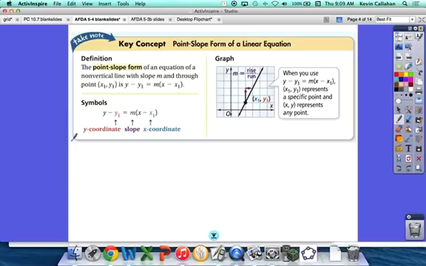It's a point, right? So you need one point, x sub 1, y sub 1, that's a point. And the m, we know what that is. That's y2 minus y1 over x2 minus x1. So as long as we know one point and the slope, then we can use this equation for a straight line.